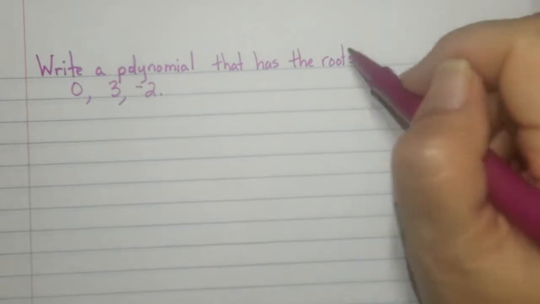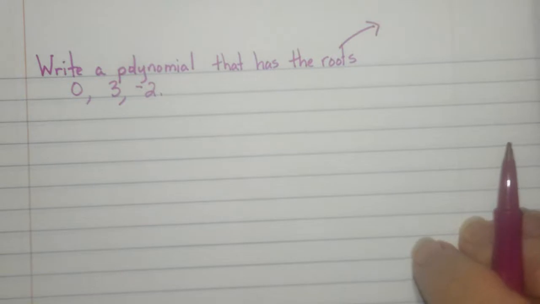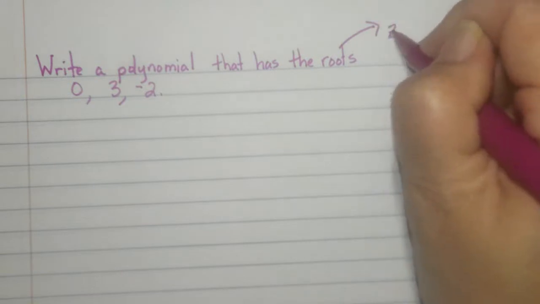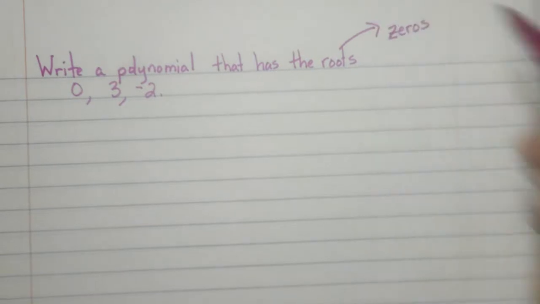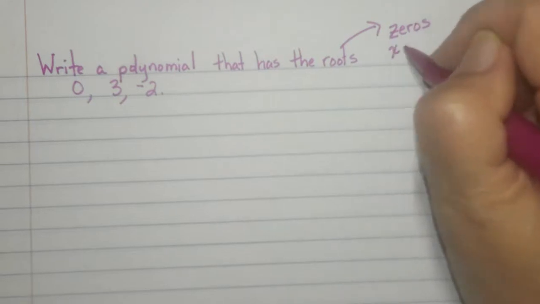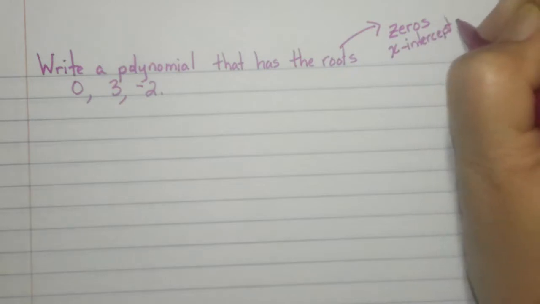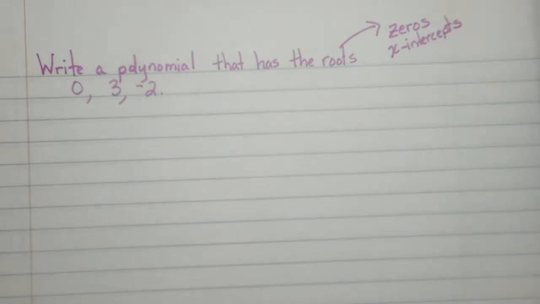Alright, so tell me some synonyms for the word roots. What are roots? They're zeros. Excellent. What's another synonym? They're the x-intercepts. And hopefully you have a very good understanding now that the roots are related to the factors, right?